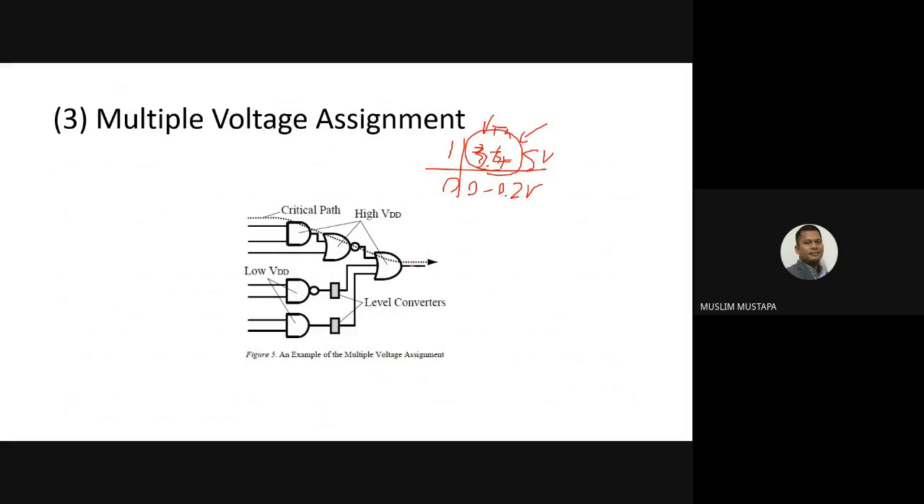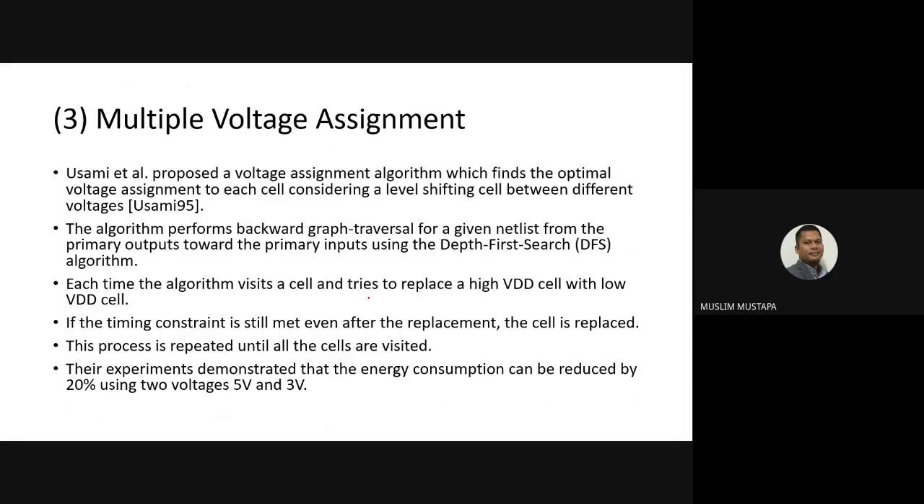So it goes backwards, right? From the output it goes to the inputs, and then tries to find which one is the critical path and which one is not the critical path. So if the timing constraint is still met after the replacement, then the cell is replaced, which means replaced with the lower VDD cell, right?